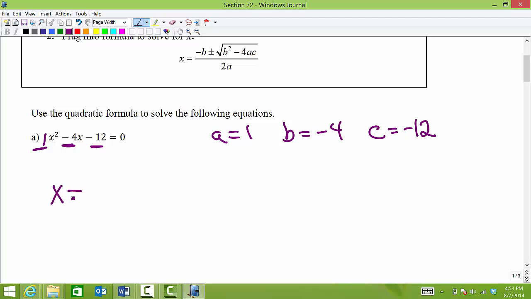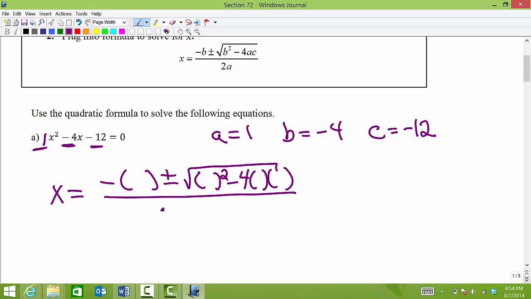Now we just plug it into our quadratic formula. The complete quadratic formula is x is equal to minus b plus or minus the square root of b squared minus 4ac, all over 2a. What I'm going to do is leave parentheses in place of where those a, b, and c are. Make sure that you know all the signs. Make sure that you know the formula.